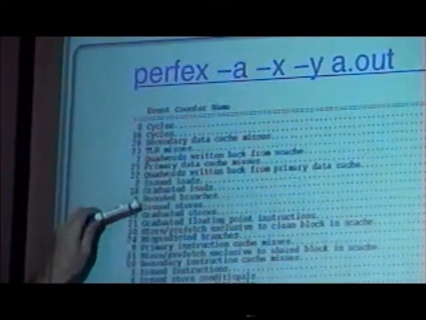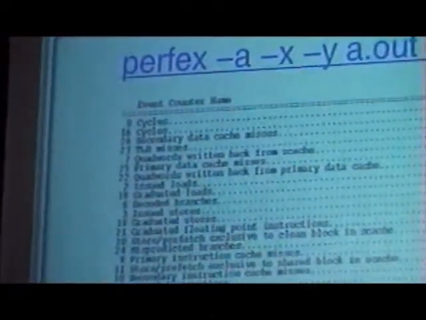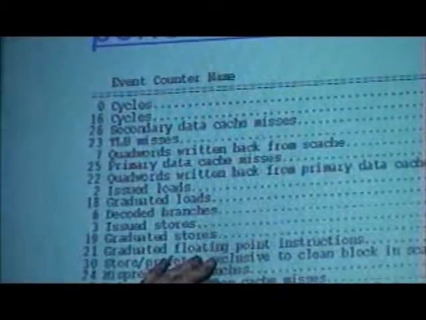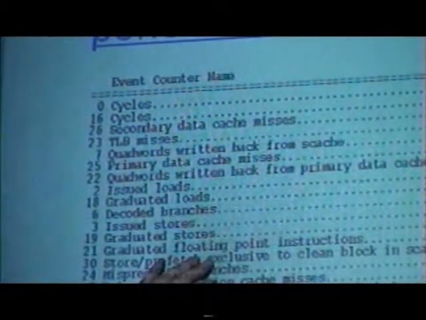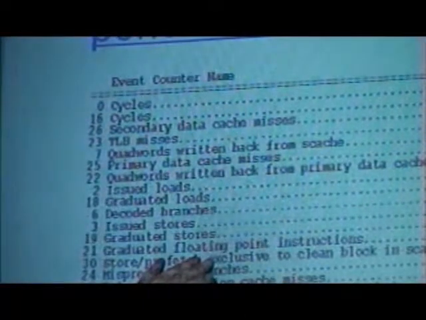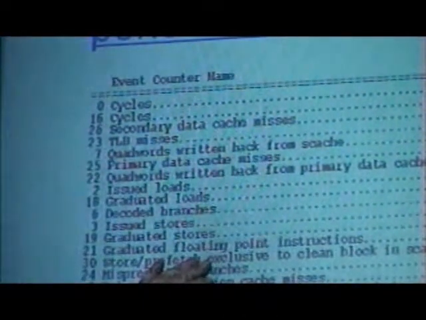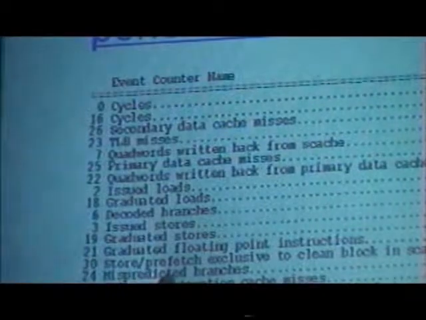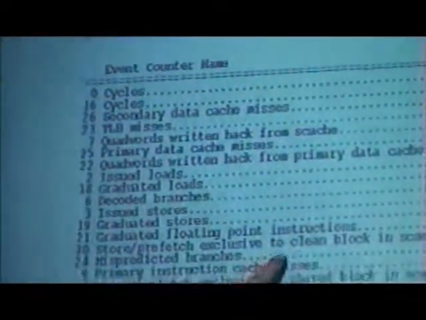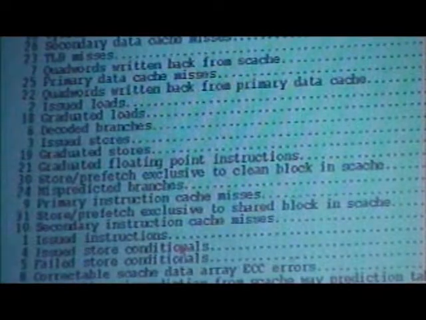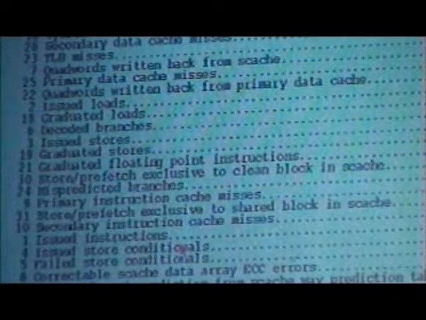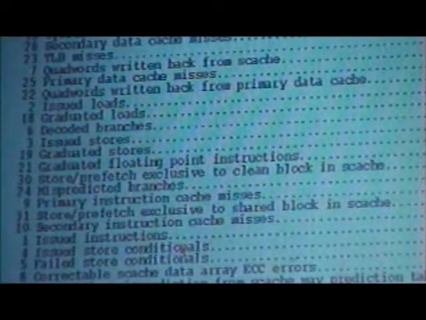We've got the loads, the branches, the stores. Event 21 is the good one. Event 21 for us is our floating point computation. So code 2, I'd like to see 21 at the top of the list. That says I'm getting the most work done. There's a store prefetch exclusive to a clean block in secondary cache. It means I wrote to a clean block that is not shared, it's exclusively mine, in secondary cache. So it means I modified a write variable, but nobody else was using it.